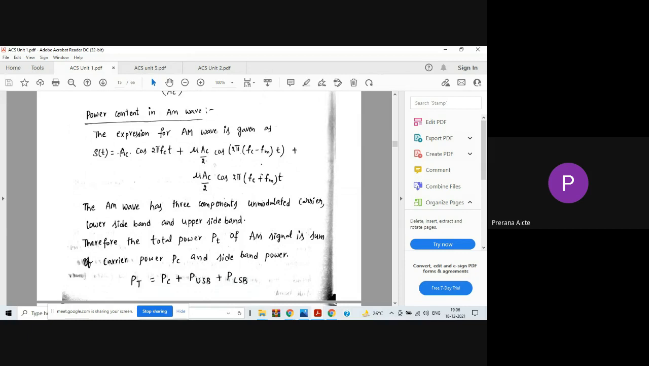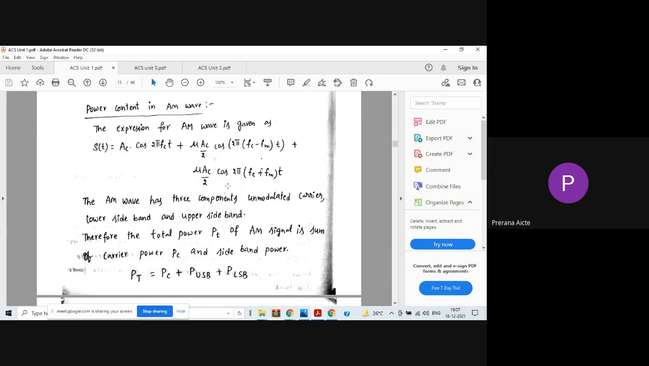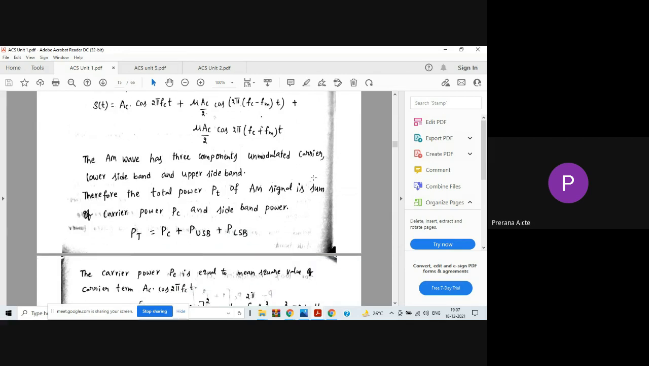So we know, right, just now we have written the final expression for the AM wave. What is that? It consists of a carrier component and two sideband components. s of t equals Ac cos 2 pi fc t plus mu Ac by 2 cos of 2 pi (fc minus fm) t, right? So it is having three components: one is carrier, upper sideband and lower sideband. Then what is the total power contained in here?